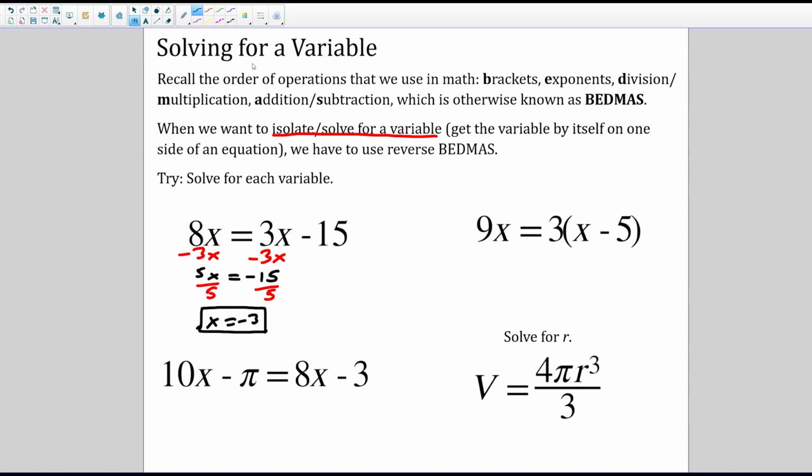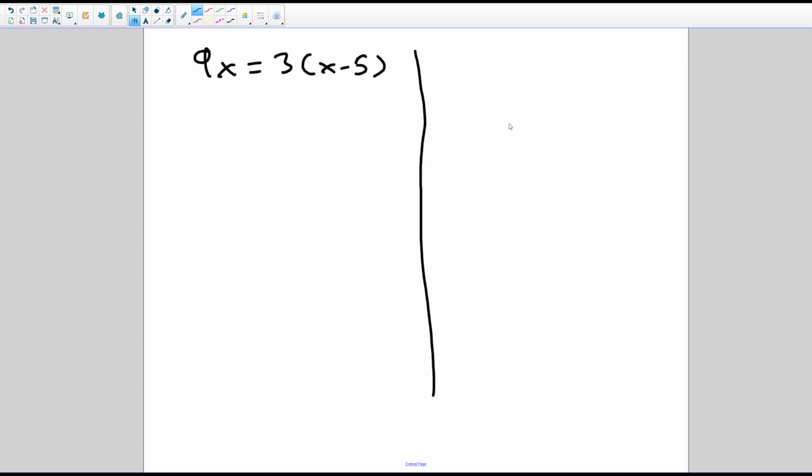So this is 9x is equal to 3x minus 5. Let's go ahead and do that. So we've got 9x is equal to 3 times x minus 5. And then I'm going to make a line down the middle, and I end up with 9x is equal to 3 times x minus 5. I'm going to do it what I call the long way, first of all. Some of you guys might not consider it long. Some of you guys might consider it short.